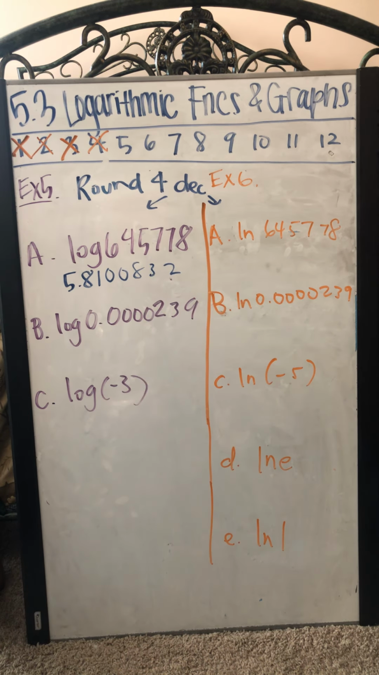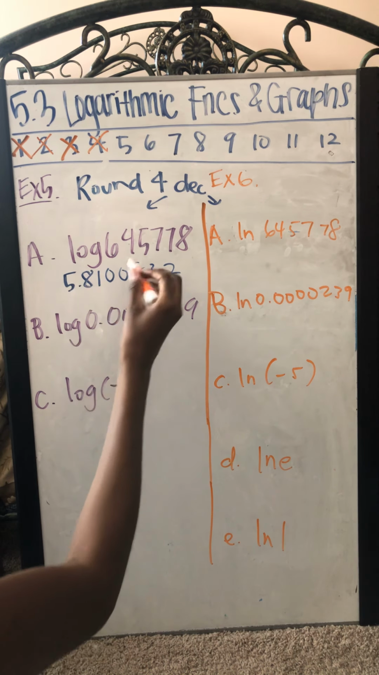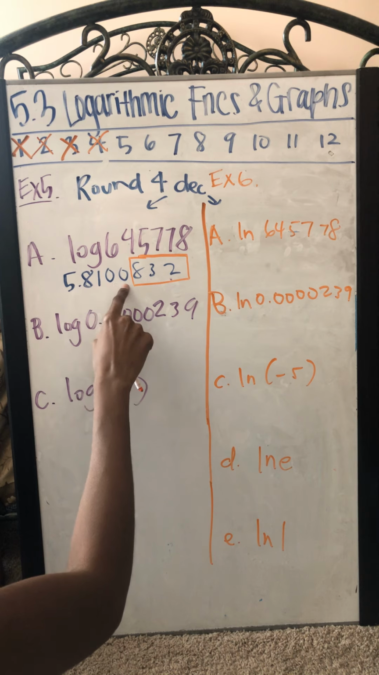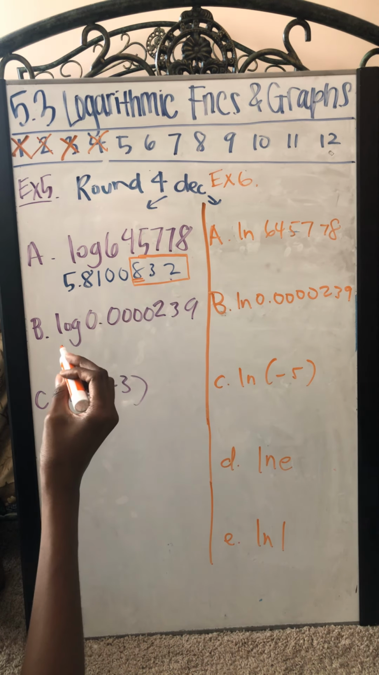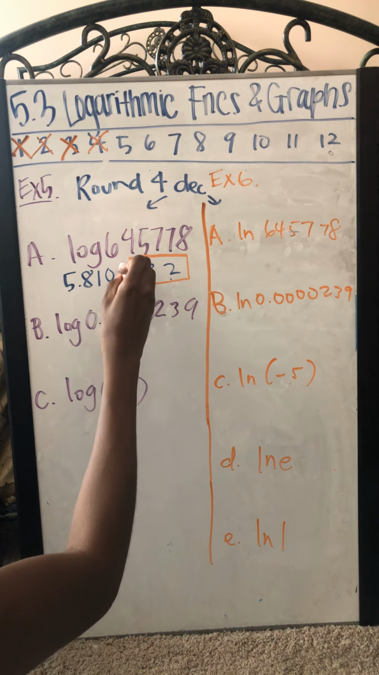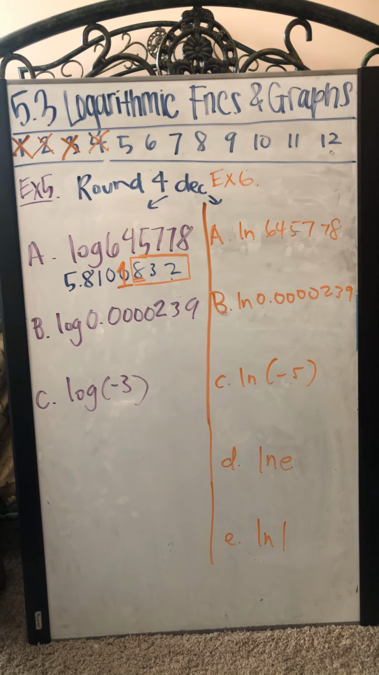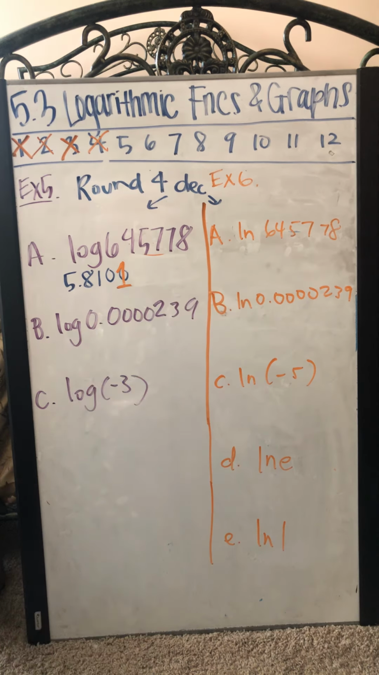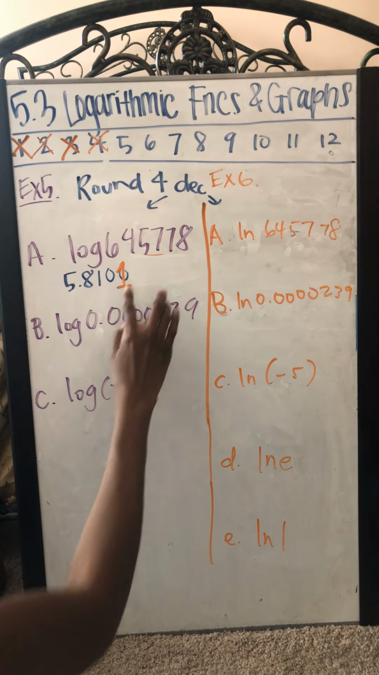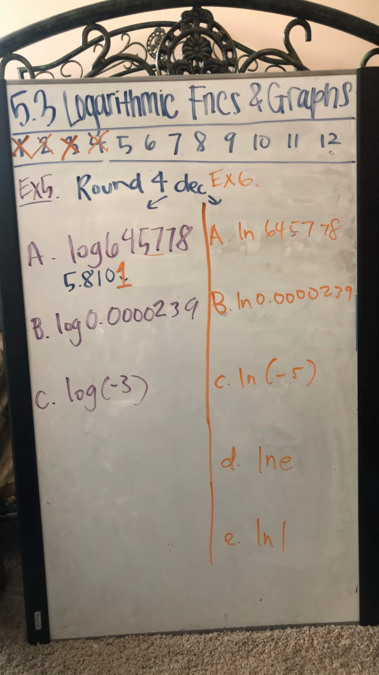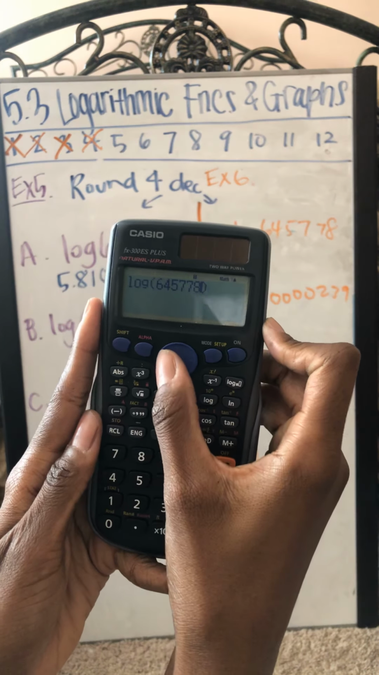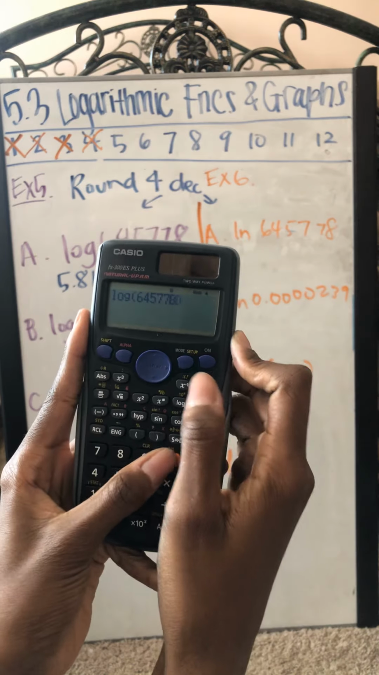5.81000832. So when we're rounding to the nearest 4, we box off everything that does not count to the 4. So there's 1, 2, 3, 4. This number right here is 5 or greater, so that means this becomes a 1. Okay, so for the final answer, we have 5.8101.